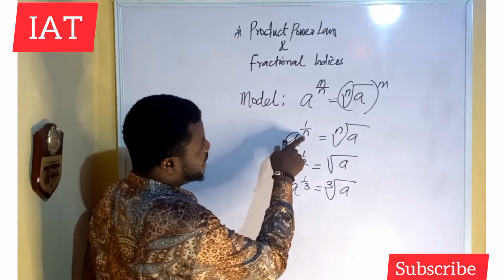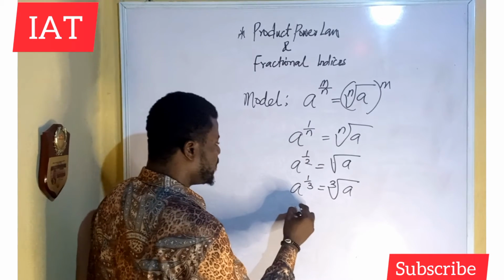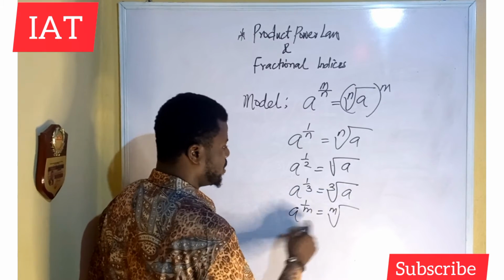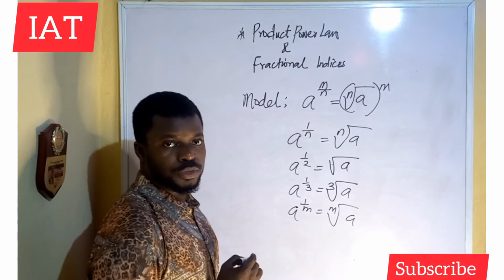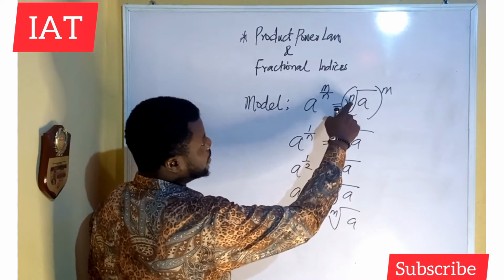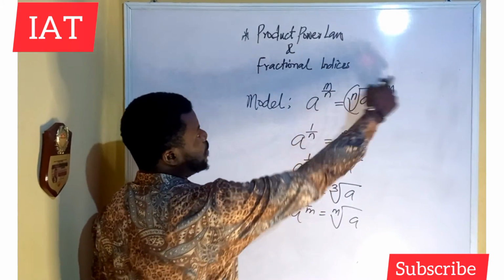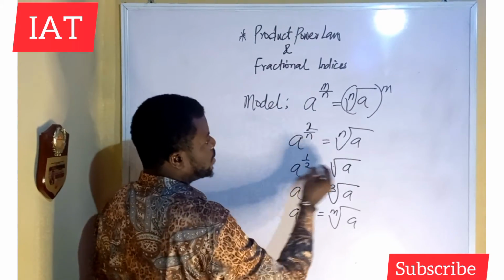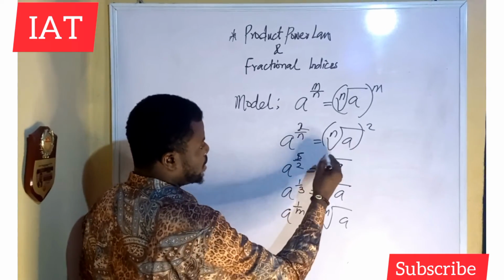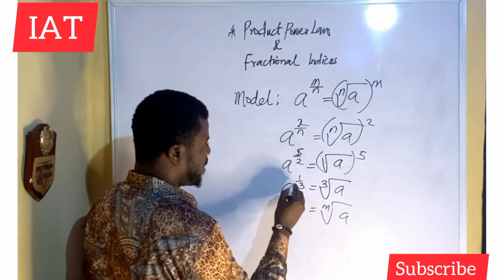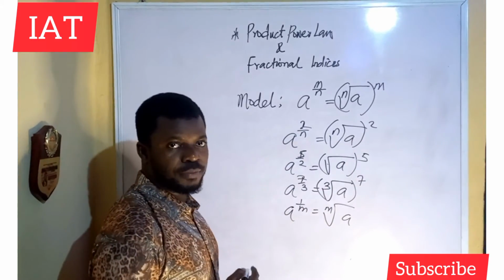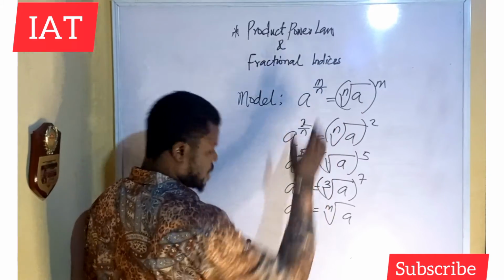So similarly, when we have n, it changes to the nth root. If I have a to the power of m over n, it can change to the nth root of this a to the power of m. So this is how this n changes to this one, the nth root of this a to the power of m. If I have 2 here, here becomes square. If I have 5 here, here becomes to the power of 5. If I have 7 here, here becomes 7, as the case may be. I hope that makes sense to you. All right, so this is the idea.